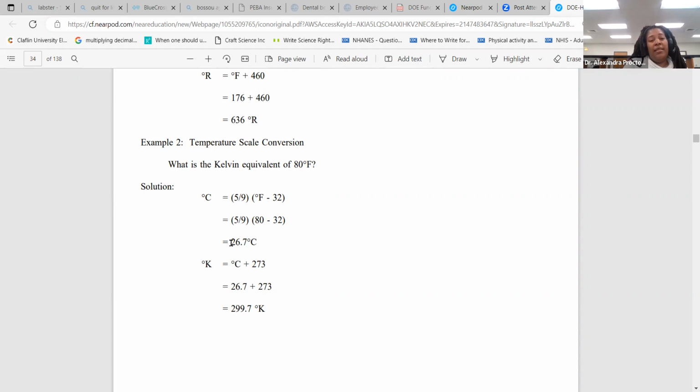You're going to take this temperature in Celsius and you can find what Kelvin is. So Kelvin is equal to degrees Celsius plus 273. So now you add 273. So this problem is making you go through 2 steps. So 26.7 plus 273 is equal to 299.7 degrees Kelvin.